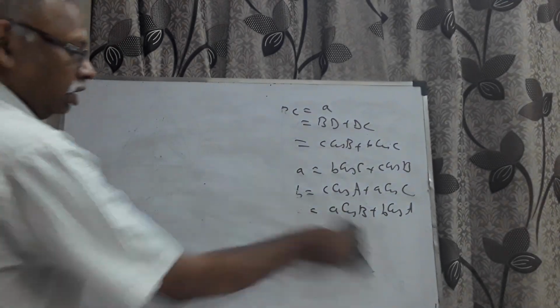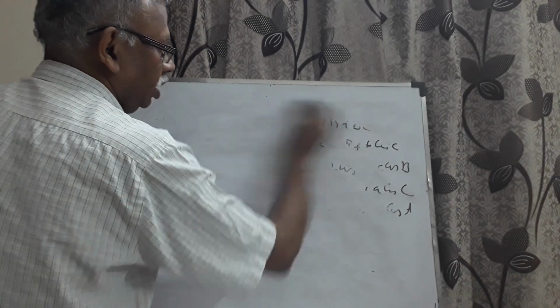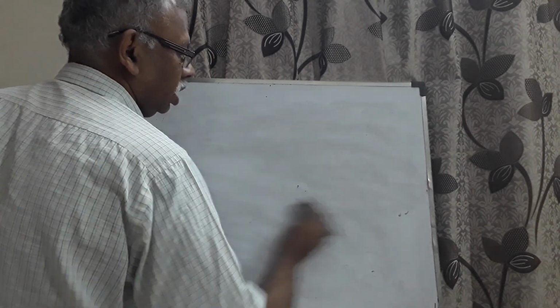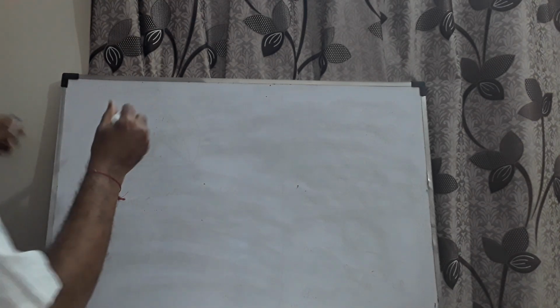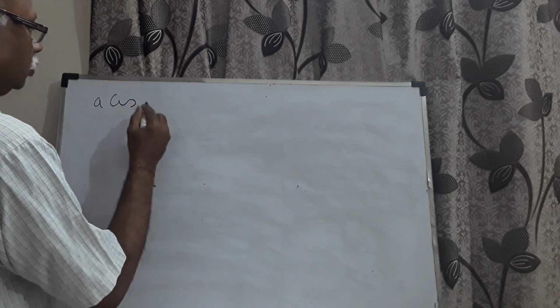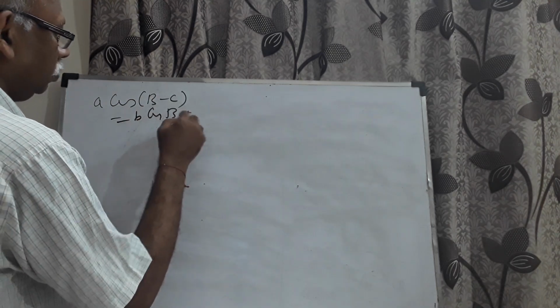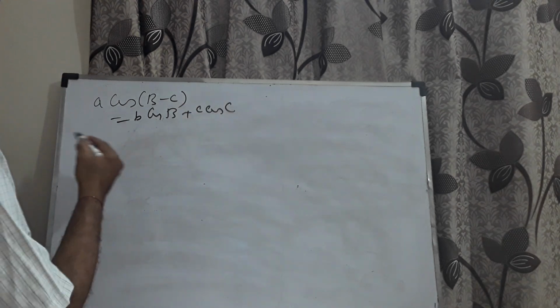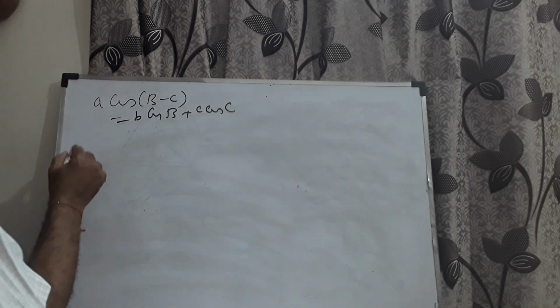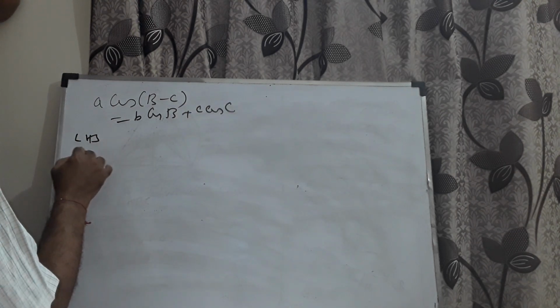Okay, then I have one more result to be remembered. Just see here. Show that a cos(B minus C) is equal to b cos B plus c cos C. Let me just see the result. Let me start with LHS.